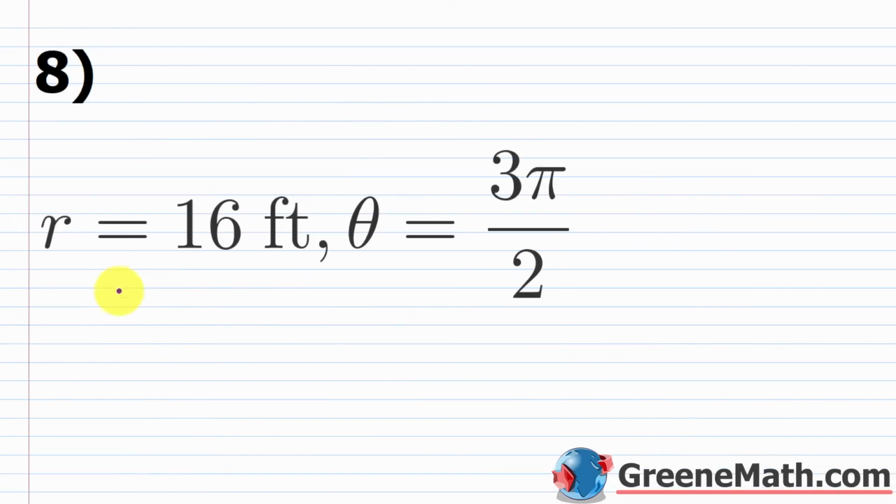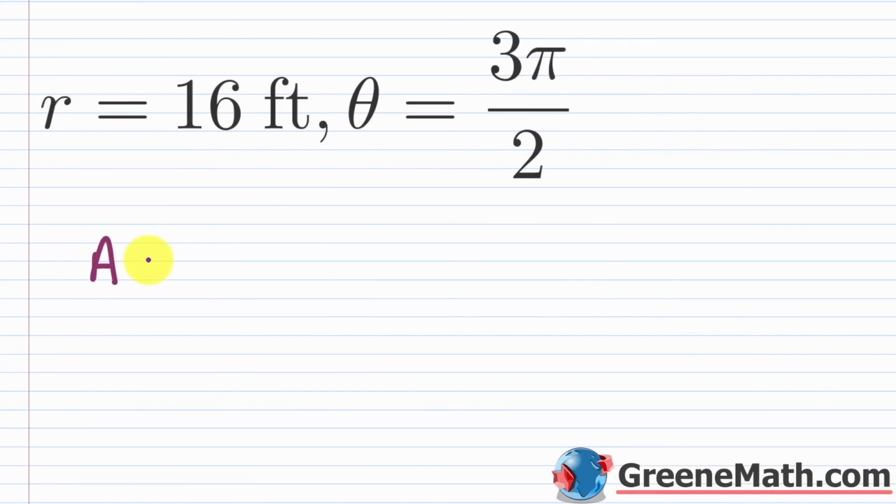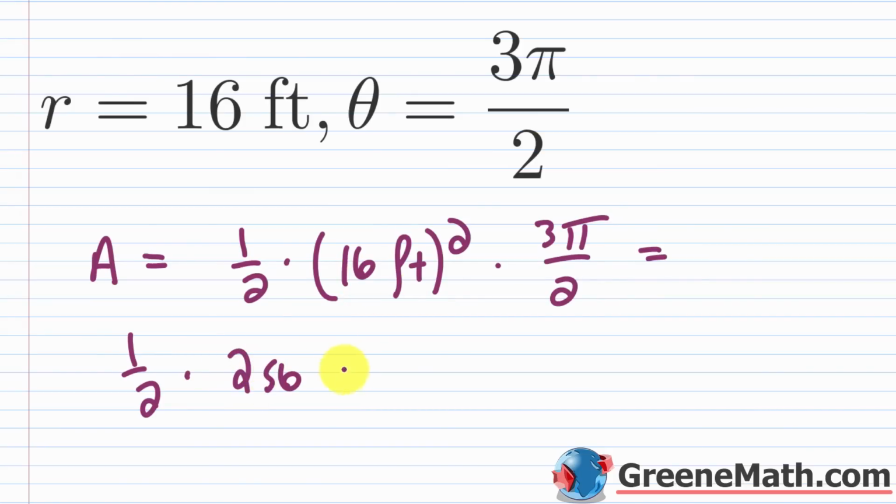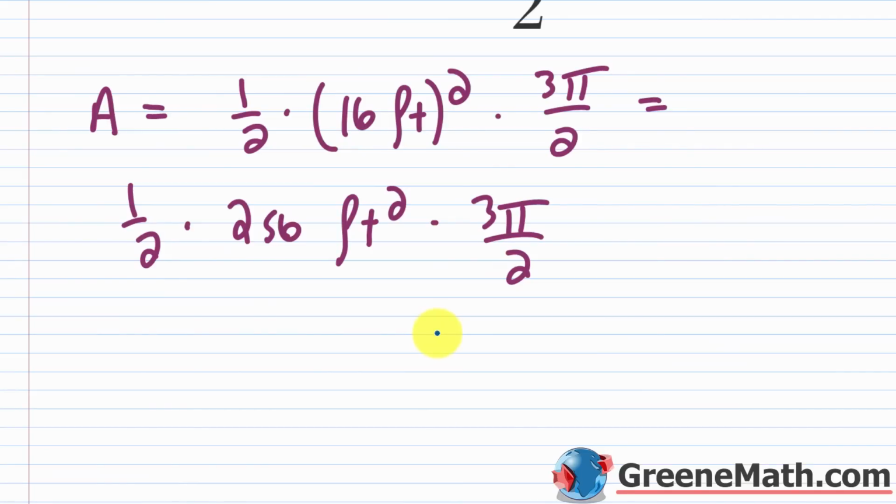Okay, for problem number 8, here we have the radius that's 16 feet, and our theta is 3 pi over 2. So again, the formula is area is equal to 1/2 times your radius squared. So 16 feet, and that's going to be squared. And then times your theta, which is 3 pi over 2. So let's say this is 1/2 times 16 squared is 256. And then you're going to have square feet. And then times 3 pi over 2. So what I'm going to do here is actually get rid of this. And I'm going to write this as a 4 here, just so it's more clear when I cancel. So I'm basically going to divide 256 by 4, and that's going to give me 64.